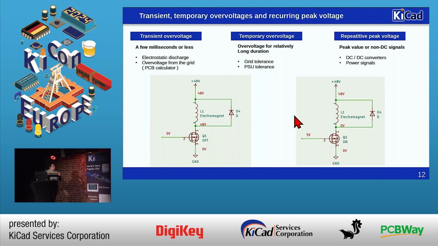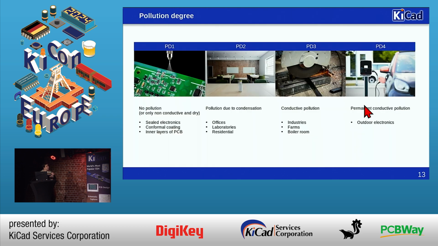And well, when the transistor is on, the electromagnet and the diode are holding the 40 volt, basically. So now same applies. Now pollution degrees. Pollution degrees define how much pollution or conductive dust can happen in your product. Pollution degree 1 does not exist in the wild.